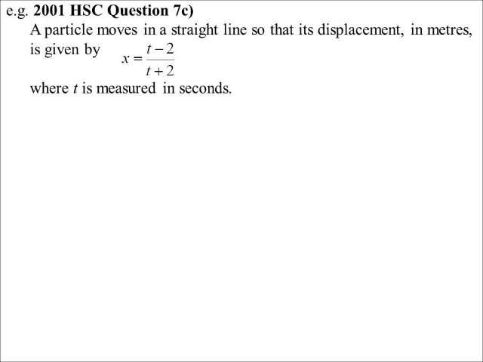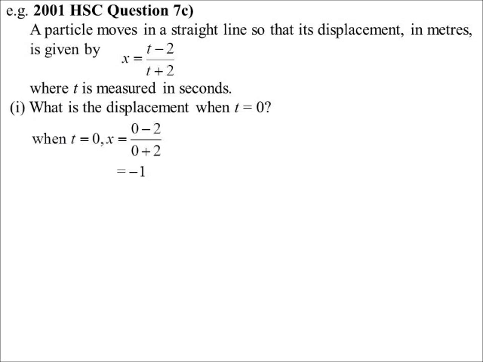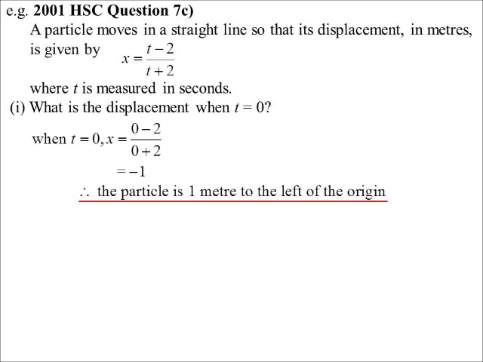Okay. What's its displacement when t equals 0? So in other words, where does it start? And it starts at negative 1. So the particle is 1 metre to the left of the origin. So you can say it's at x equals negative 1, or like I've done here, actually physically describe its position. We tend to think of the number line in the traditional way. So if it says negative, we say the left of the origin, positive, the right of the origin.